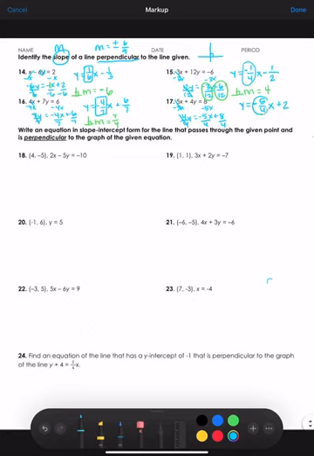So the slope of this line is negative 5 over 4. So a perpendicular line will have a slope of opposite sign, which will be positive. Flip the fraction, so it'll be 4 over 5. Okay.